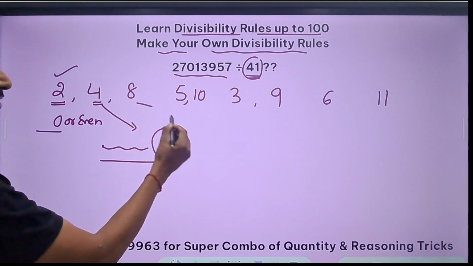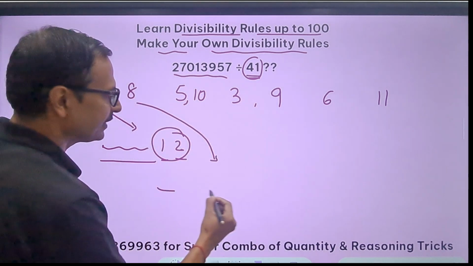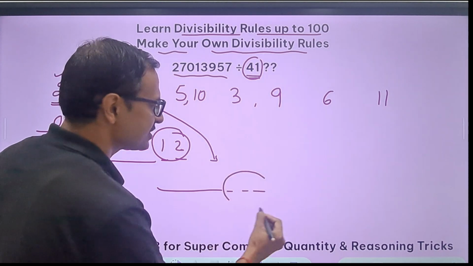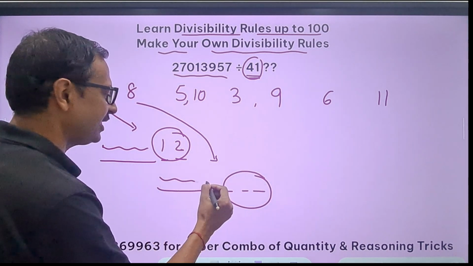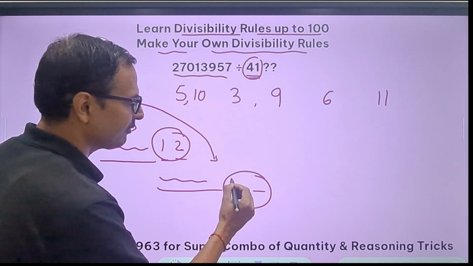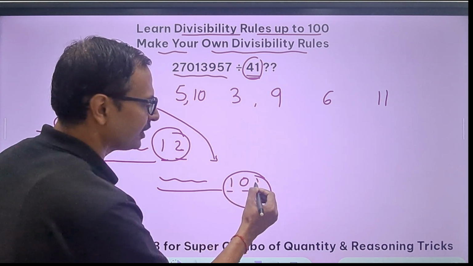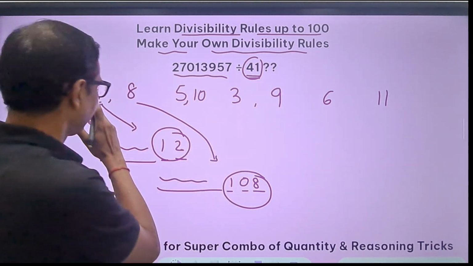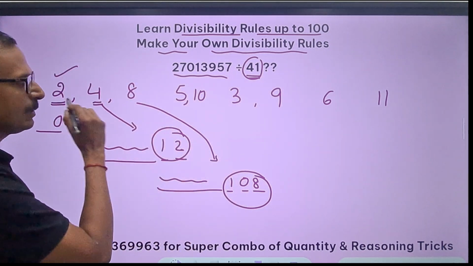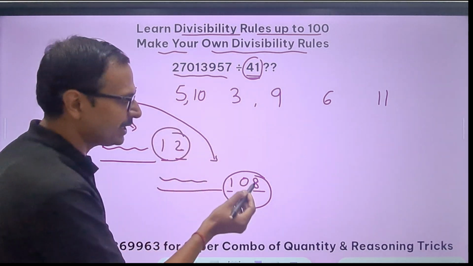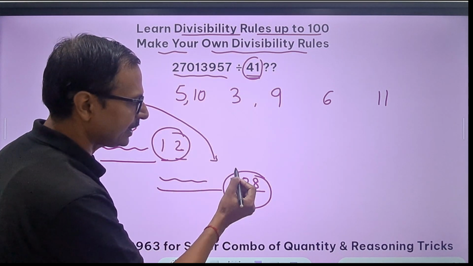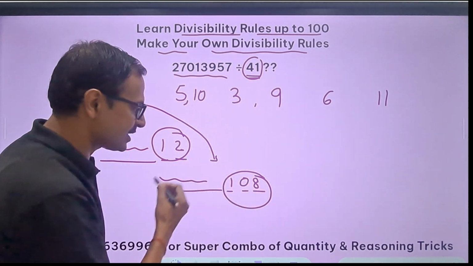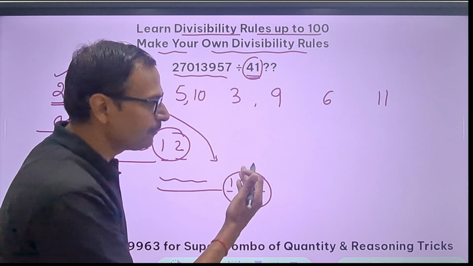Likewise for 8, we have the rule that the number formed by the last 3 digits, just like suppose you have any number of digits here followed by 108. See, 108 is divisible by 4, right? So it is divisible by 4, divisible by 2, but is it divisible by 8? 8 ones are 8, 28, no. So this complete number will not be divisible by 8.